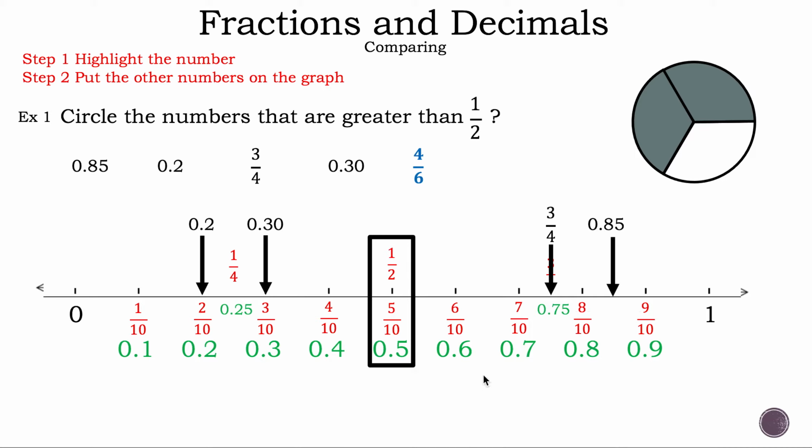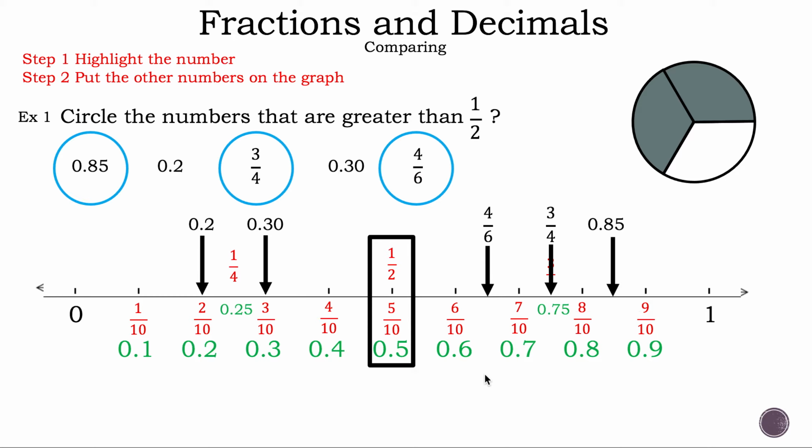It is going to be 0.6666, and so it is going to be here. So in between 0.6 and 0.7. So once again, even if you didn't know it, you can realize by looking at it that it's more than half. And now we need to circle numbers that are greater than half. And there we have it. We hit 3 numbers, 0.85, 3/4, and 4/6.